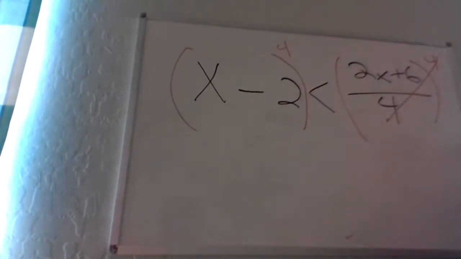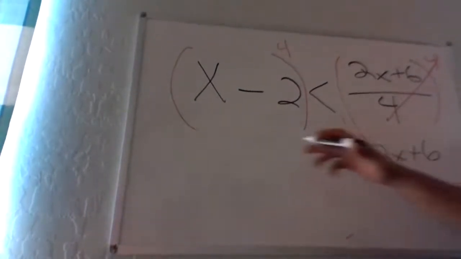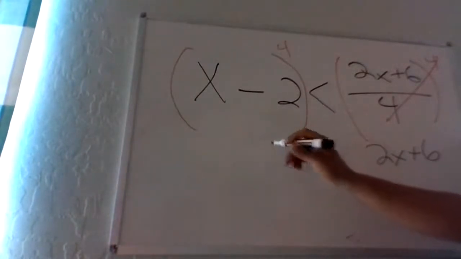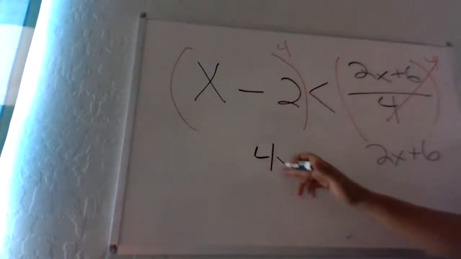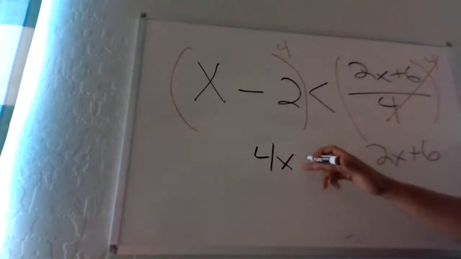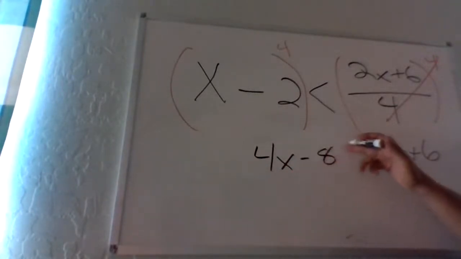Ooh, what are we left with? I'm confused. Someone help me. 2x plus 6. What else am I going to bring down on the other side? So what am I going to write? 4x minus 6. 4x minus 6. Minus 8. Okay.